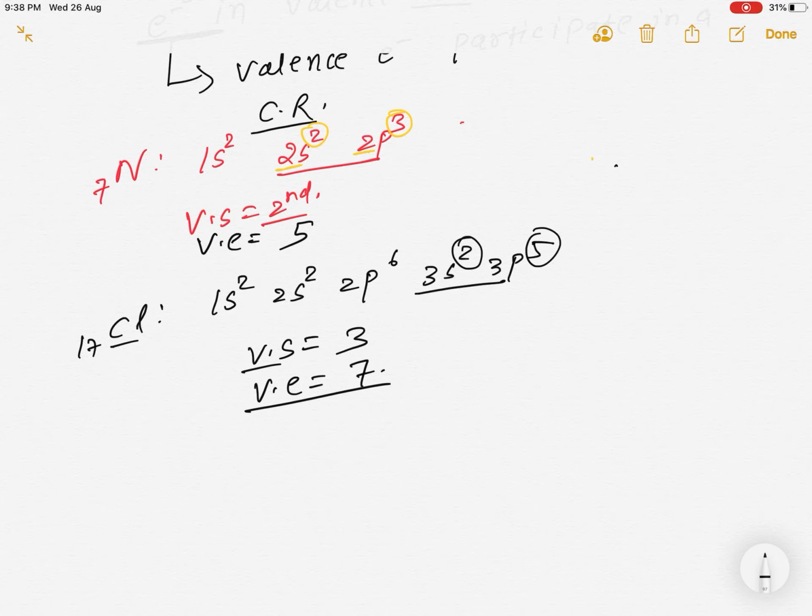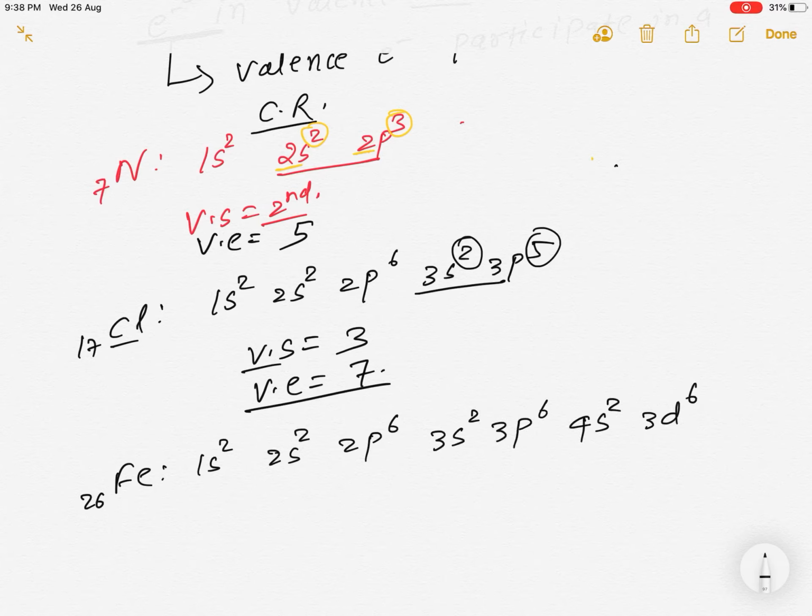Similarly, for iron: 1s2, 2s2, 2p6, 3s2, 3p6, 4s2, and then 3d6. The valence shell is the fourth shell, and the electrons in the fourth shell are 2. That's why the number of valence electrons for iron is 2. That's how you find the number of valence electrons.